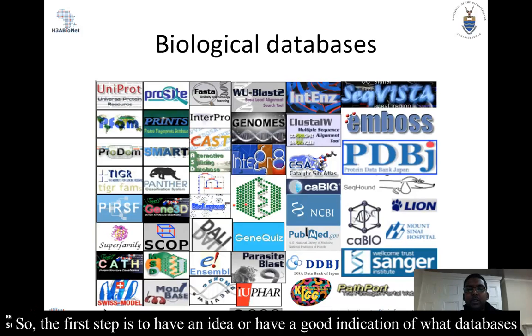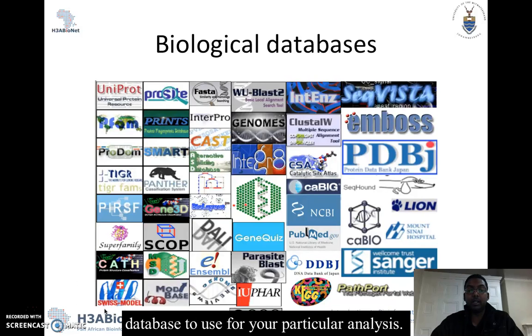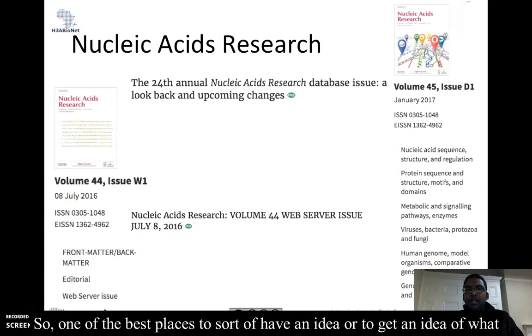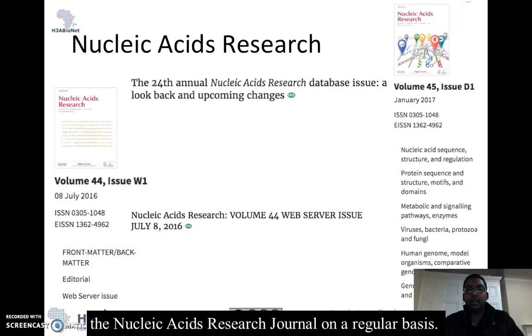So the first step is to have a good indication of what databases and what resources are out there in order for you to try and select the correct database to use for your particular analysis. So one of the best places to get an idea of what databases and resources are out there is two publications that are published by the Nucleic Acids Research Journal on a regular basis.